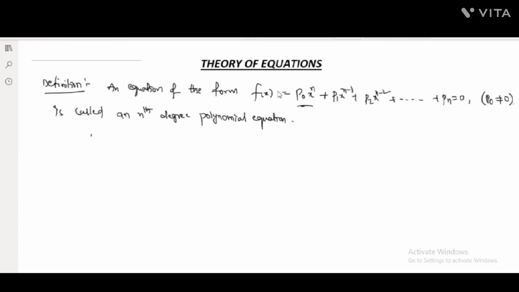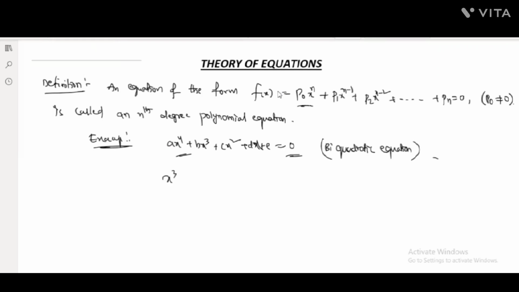Here simply we can say examples like ax power 4 plus bx cube plus cx square plus dx plus e is equal to 0. This has highest degree term as 4, so we can call it a biquadratic equation. Another example: x cube minus 3x square plus 3x minus 1 is equal to 0, a cubic equation, because the highest degree is 3. So this is the definition for a polynomial equation.